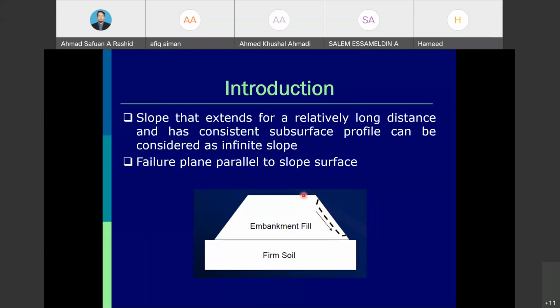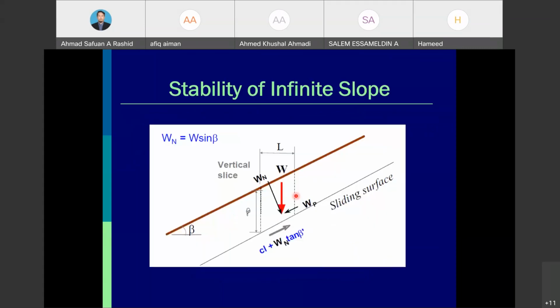But normally, for a finite slope, because it has a top and toe, we use the normal method of slices. Or another approach, we use a linear type of approach, where we assume that the failure will occur along a linear failure plane, not a circular or non-circular failure plane.